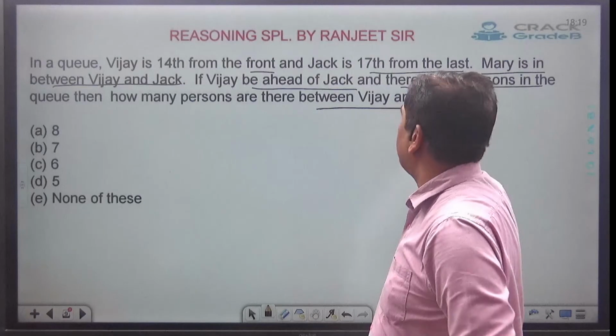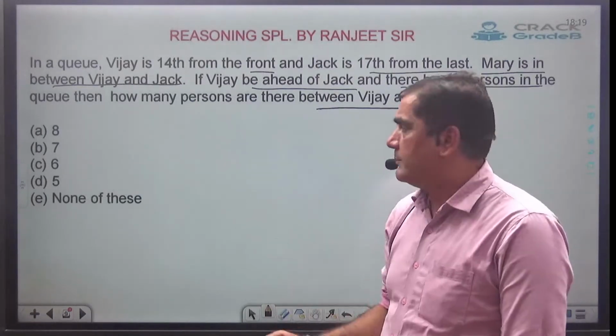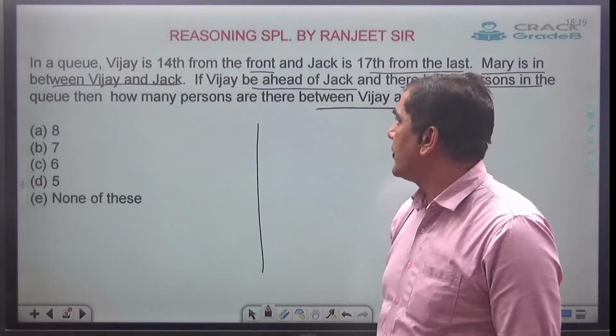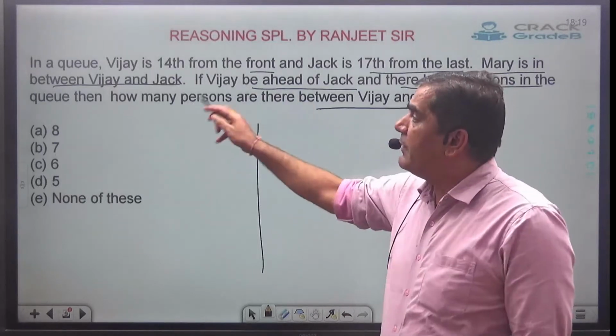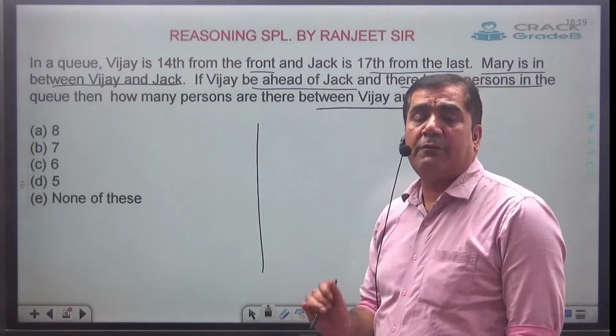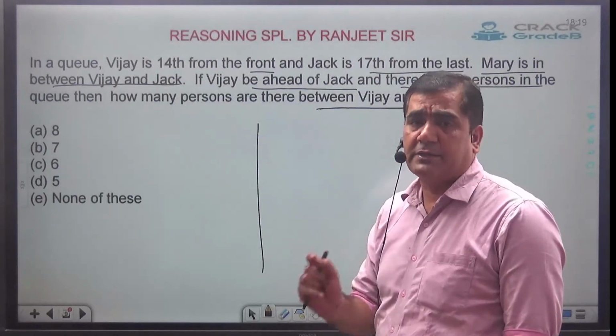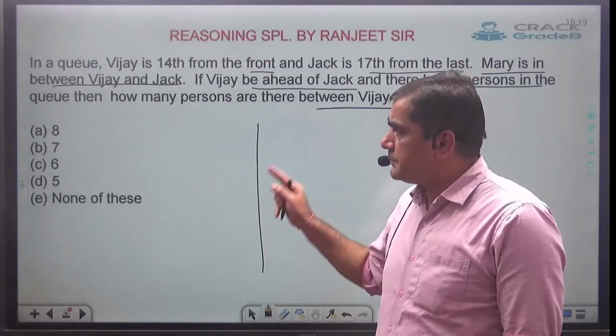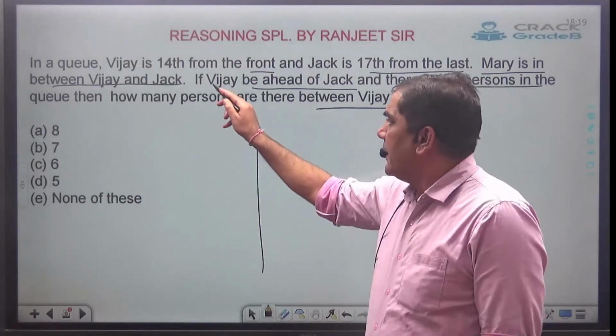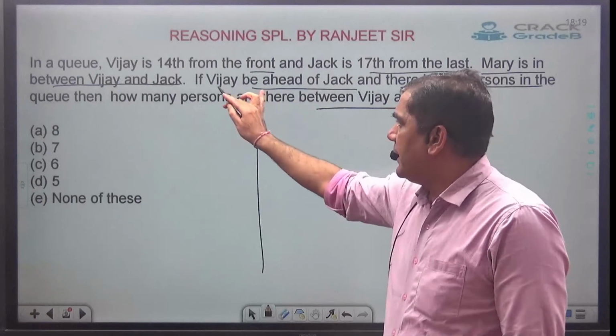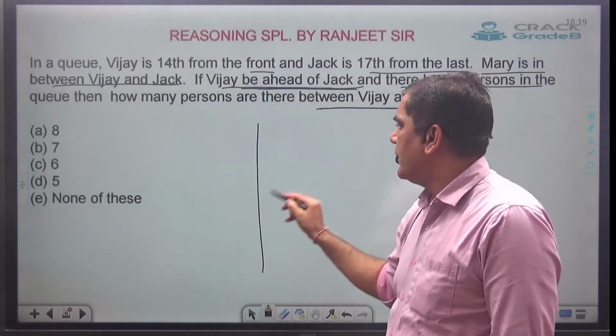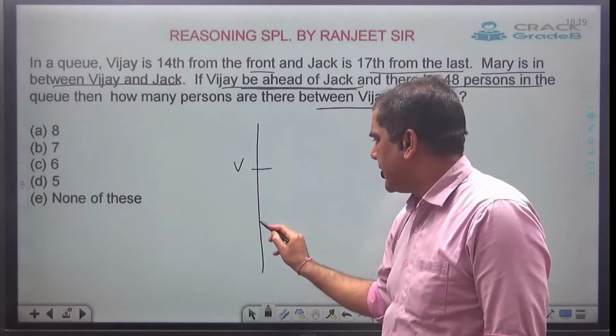And Jack is 17th from the last. Last means bottom, so I should arrange like this. Now they are saying Mary is in between Vijay and Jack. Between means exactly between. Remember this, exactly between. If Vijay is ahead of Jack, then Vijay should be at the top and Jack should be at the bottom.